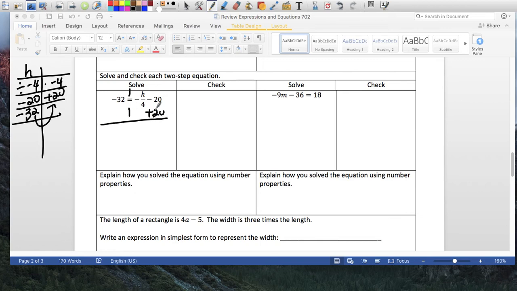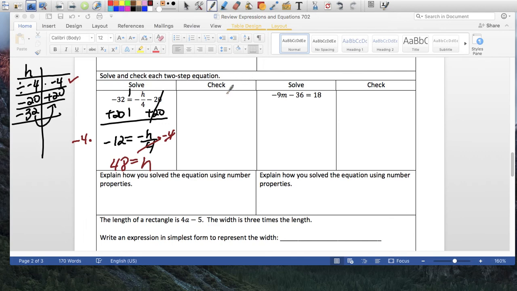Plus 20, plus 20. So these two go bye-bye. Bring down -h over 4, and -32 plus 20 is -12. Second thing I want to do now is multiply both sides by -4. This times -4, and this times -4. A negative and a negative, this whole thing is going to be positive, and these 4s can cross out. I'm left with h. Negative times a negative is a positive, and I get 48.